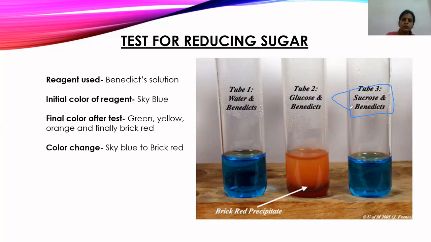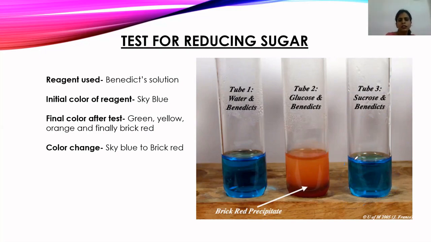In the third tube, they have taken sucrose and Benedict solution. And sucrose, we are aware that it's a disaccharide, and the monomeric units of sucrose are glucose and fructose. After sucrose has been tested with Benedict solution, we got a negative result. That means the color of Benedict solution remained as such. So it shows that sucrose is a non-reducing sugar.